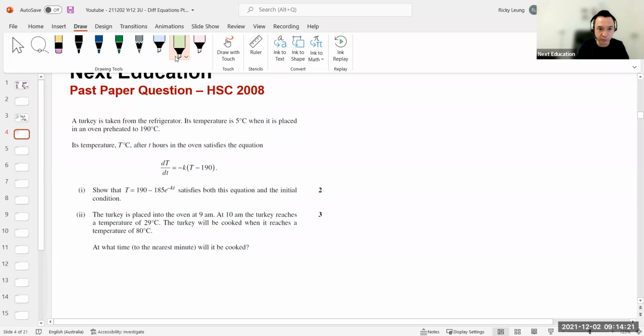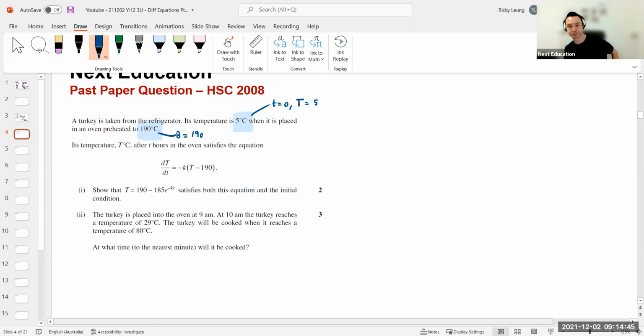So let's see what we're given or what we need to do. Once again, it's temperature. To start off with, that's important. I'll do my facts in blue. When t equals 0, capital T for temperature is 5. And the oven is preheated to 190, which is my B in the formula I had before. You don't need to know that in this question, because they've given you the differential equation instead of asking you to derive or state it.